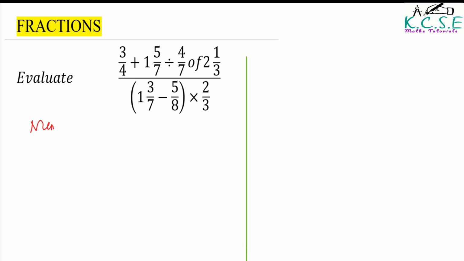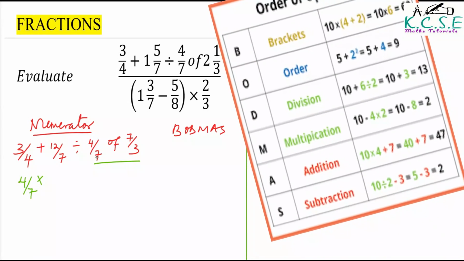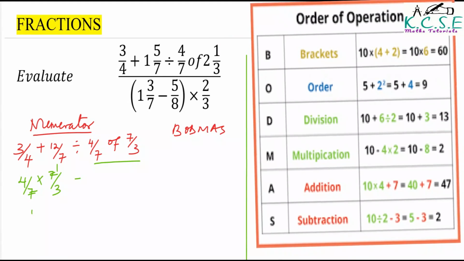Evaluate. 3 over 4 plus, we can convert all these to improper fractions. So 1 and 5 over 7 will be 12 over 7 divided by 4 over 7 of 2 and a third, which will give 7 over 3. Now we're going to follow this order of operation represented by BODMAS, and according to that we should start with this part, 4 over 7 of 7 over 3, that is what should come first. So we work out that 4 over 7 of is a multiplication, 7 over 3, by 7, 1, by 7, 1, this gives 4 over 3.